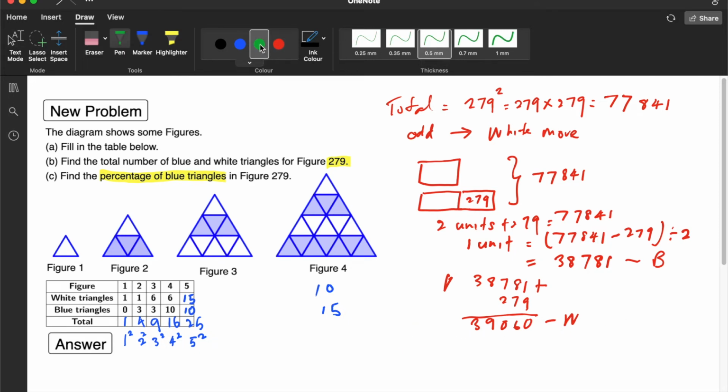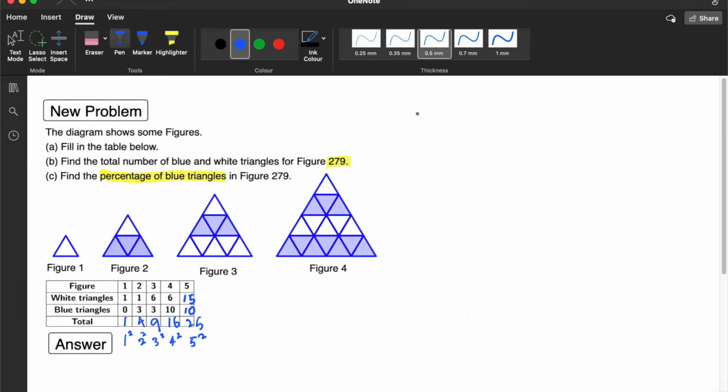Now let's do part C. We are supposed to find the percentage of the blue triangles in this. Right, so that is quite easily done by taking this 38781 divided by the total, which is 77841, and then multiply by 100. Right, I believe you can get this number, 49.82%.